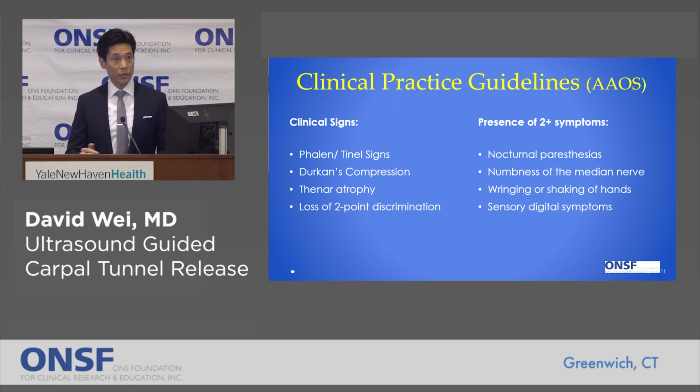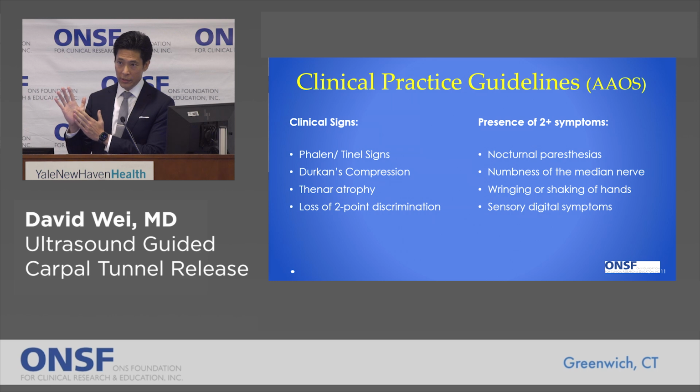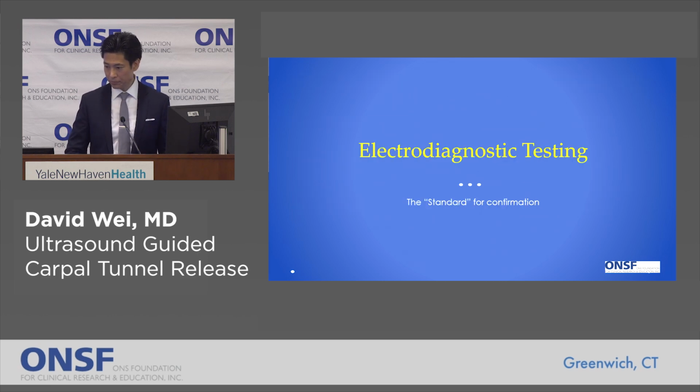If it's severe, like I was saying before, you may have some thenar atrophy. Thenar atrophy is when the muscle around the thumb starts to sink in. That's because the brain can't send a signal to that muscle anymore, and then it atrophies and wastes away. And then finally, 2-point discrimination, a little bit of an older test, but we might try to check to see if you can tell the difference between 1 little spike versus 2.